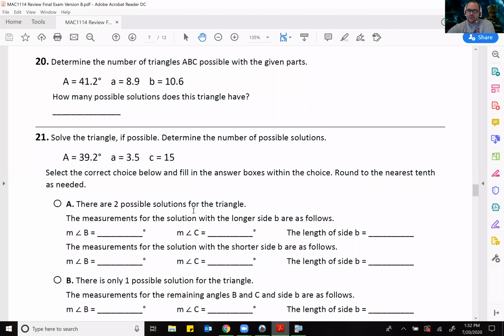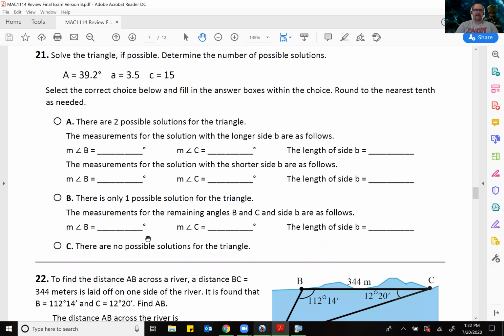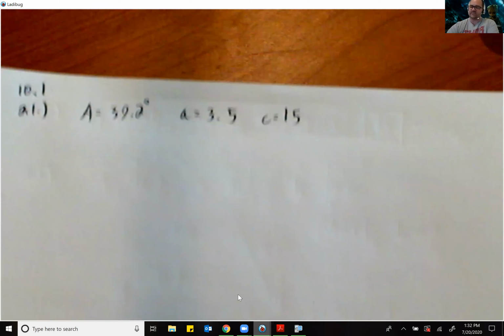Still in 10.1. Okay. So they tell us big A is 39.2 degrees. Little a is 3.5. And little c is 15. All right, so this time they want us to find everything out about it. And by looking at this, I see that it says 0, 1, or 2. So this is probably that ambiguous case. So let's draw a picture. Let's just make sure.